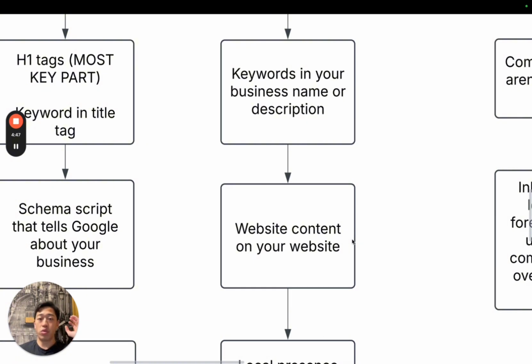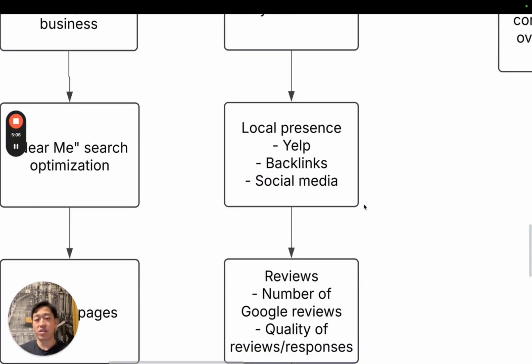After that, Google also determines ranking based on the content on your website. Google will scrape through all of your pages and see what type of services you offer. If it doesn't give much detail or doesn't have any reviews, Google is going to penalize you for that and you won't rank as high. And the next thing is local presence.